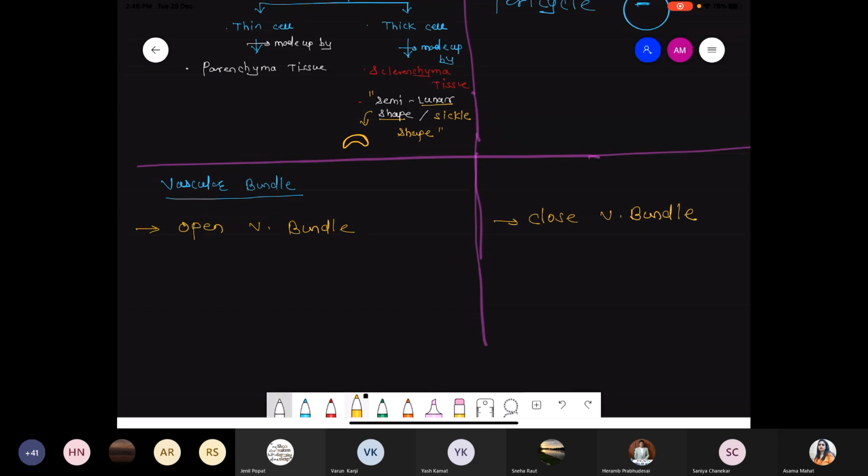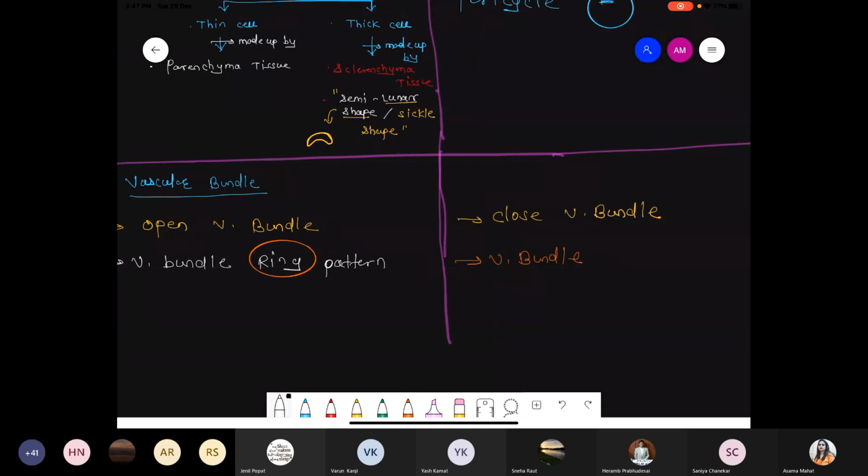Another point with respect to shape. So when we are talking about the vascular bundle, it has the ring shape. It is present in a ring manner actually. So it has the ring pattern. And when you compare this point, vascular bundle in case of the monocot, there is a presence of scattered vascular bundle. Scattered means what? They are present everywhere. There is no specific arrangement.